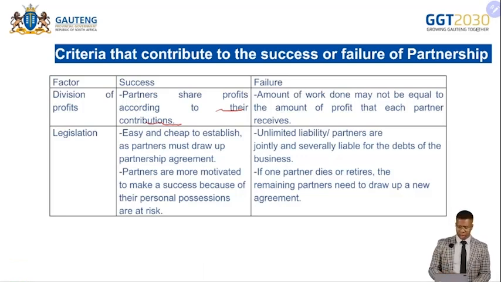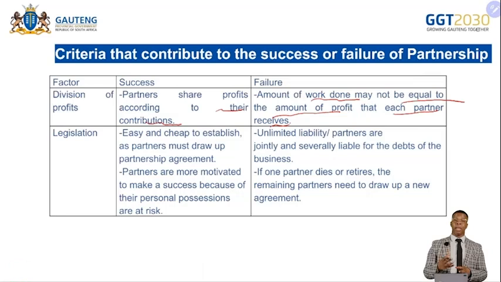That is the success. But the failure now is that the amount of work done may not be equal to the amount of profit that each partner receives. Some partners may only contribute more money, but they may not have the expertise to generate or make money for that particular partnership. And then legislation, when it comes to starting your partnership, it is easy and cheap to establish.